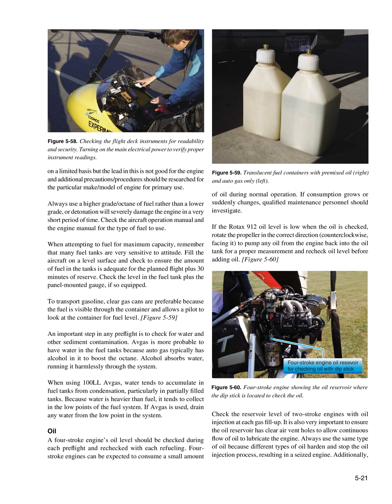Oil of 4-stroke engines: oil levels should be checked during each pre-flight and rechecked with each refueling. 4-stroke engines can be expected to consume a small amount of oil during normal operation. If consumption grows or suddenly changes, qualified maintenance personnel should investigate. If the Rotax 912 oil level is low when the oil is checked, rotate the propeller in the correct direction, counterclockwise, facing it, to pump any oil from the engine back into the oil tank for a proper measurement, and recheck oil level before adding oil. Figure 560: check the reservoir level of 2-stroke engines with oil injection at each gas fill up.